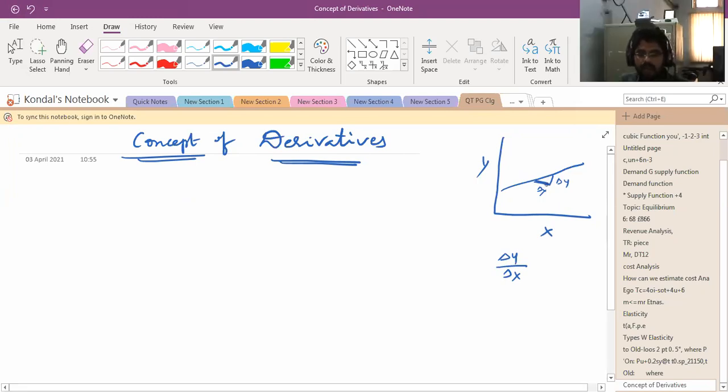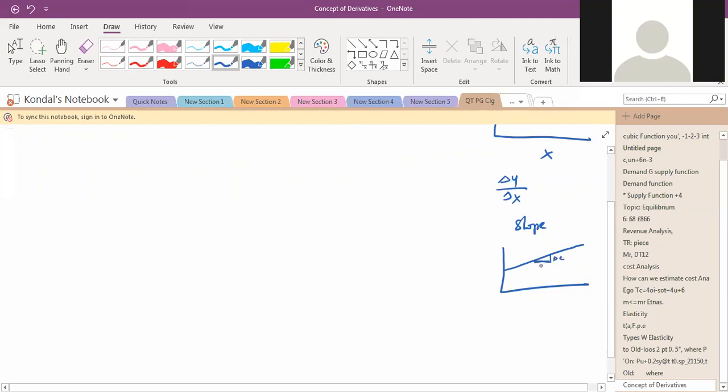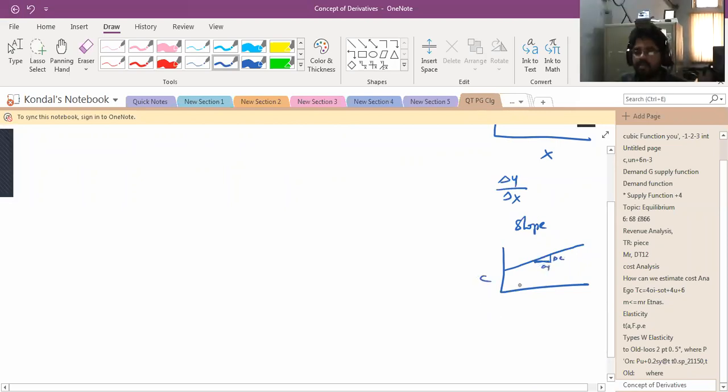Generally, we can use this in macroeconomics, that is the slopes. When we take a curve like this, this is a consumption curve. Have you been able to understand what the slope is? So this is delta C by delta Y. This is the consumption, this is the income. So this is delta C by delta Y, the MPC. Have you understood? Yes, sir.